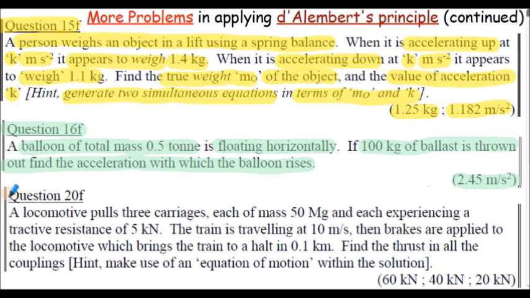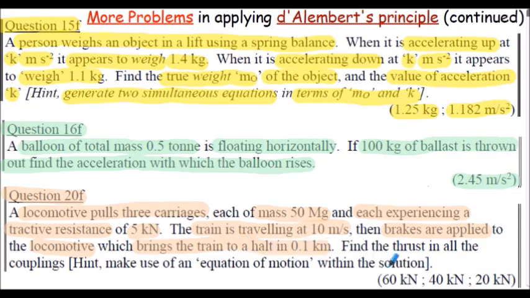Finally, question 20F. A locomotive pulls 3 carriages, each of mass 50 megagrams, and each experiencing the same tractive resistance of 5 kilonewtons. The train is travelling at 10 meters per second, then the brakes are applied, which brings the train to a halt, or to rest, in 0.1 kilometers. We're asked to calculate the thrust in all of the couplings between the various carriages.